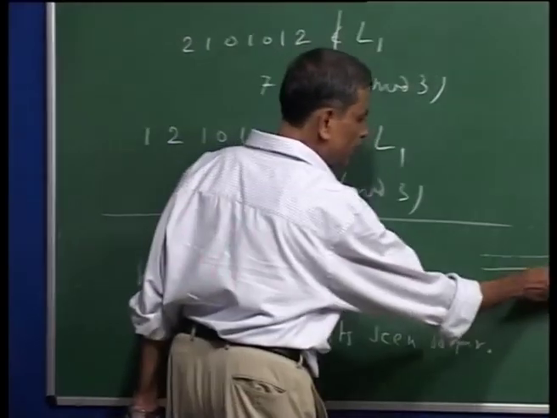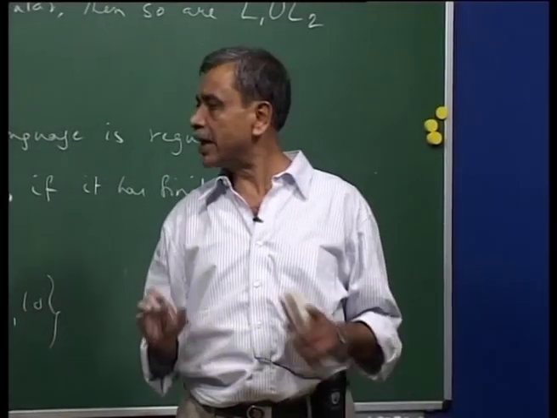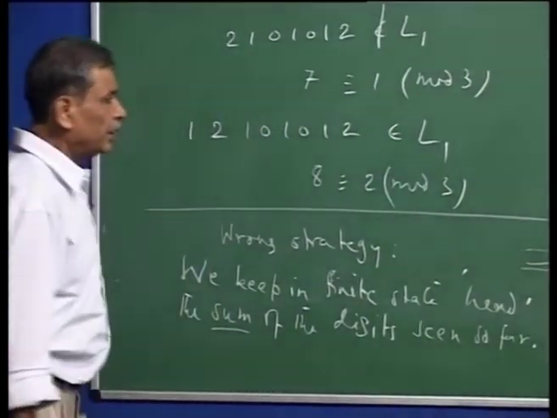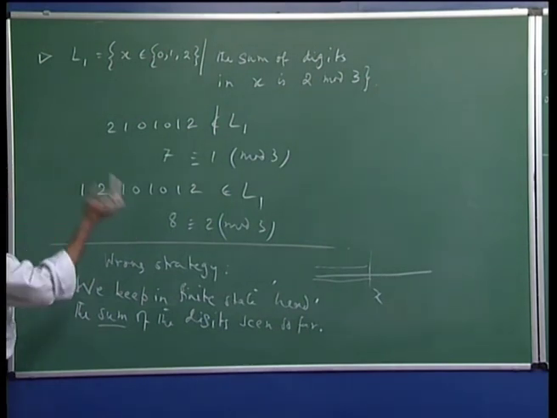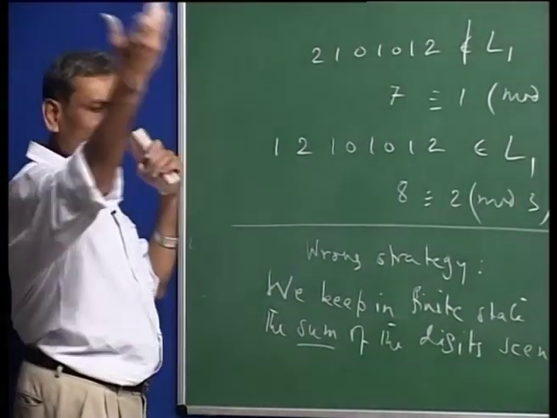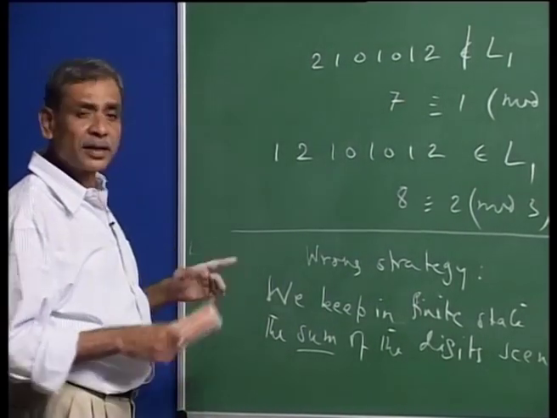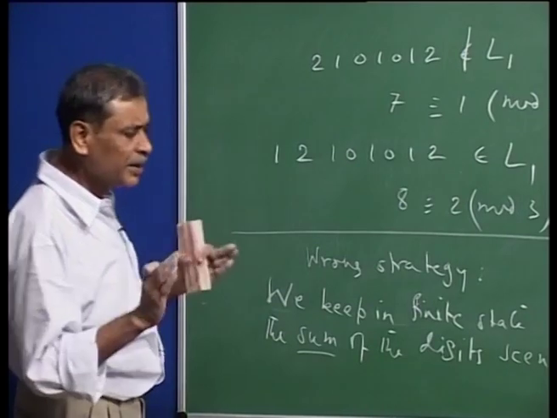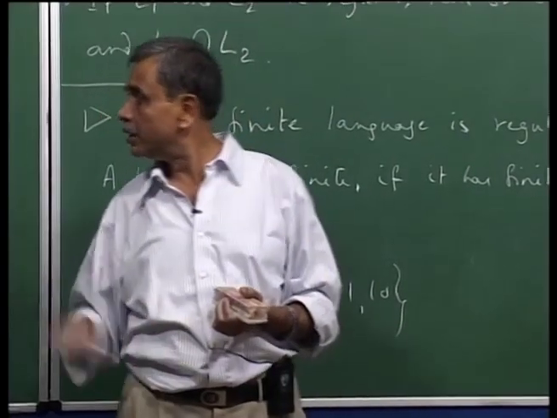So, you have seen all these digits. Suppose you try to remember in the finite head of the machine this sum. Now, that is a wrong strategy. Why? Because this sum can be arbitrarily large. Think of a string going very far ahead, then the sum of the digits in that string is going to be a huge number. If you put some more symbols after that, the number is going to become larger and larger. So, that sum cannot be kept in the finite head of any DFA, because any DFA, however many states it may have, can store only a finite amount of information. Then how do you solve this problem?